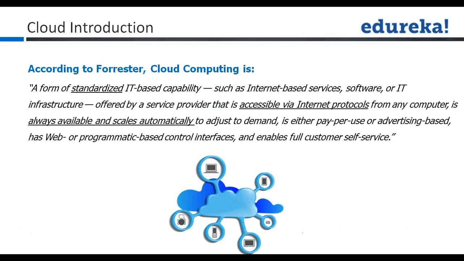First would be Forrester. Forrester says a form of standardized IT-based capability, such as internet-based services, software or IT infrastructure, offered by a service provider that is accessible via internet protocols from any computer, is always available and scales automatically to adjust to demand, is either pay per use or advertising based, has web or programmatic based control and interface. Okay, a little bit complicated, isn't it?